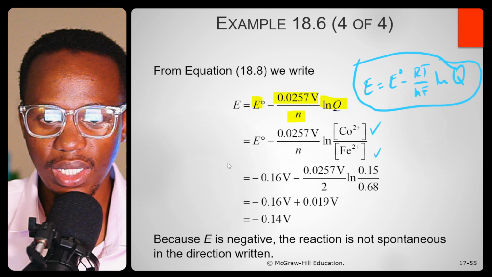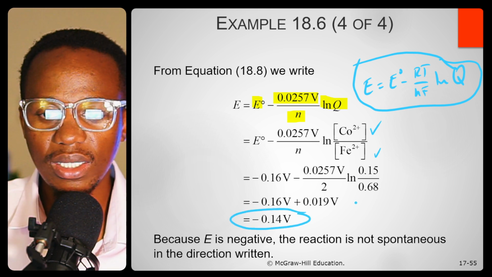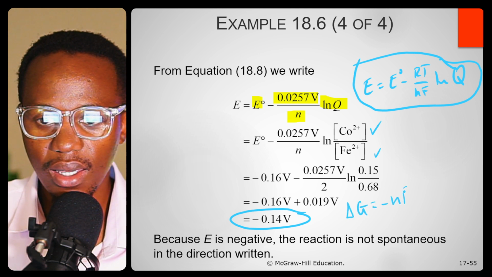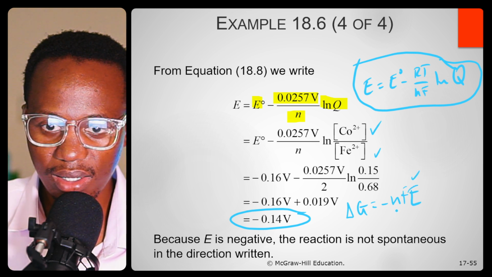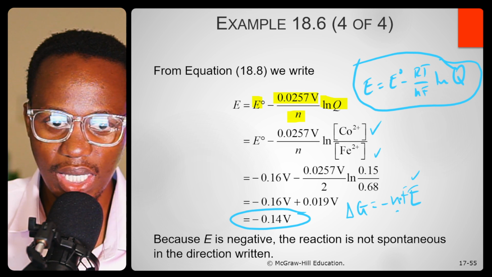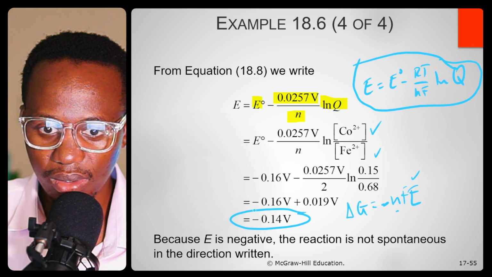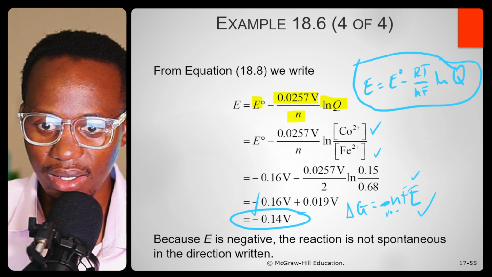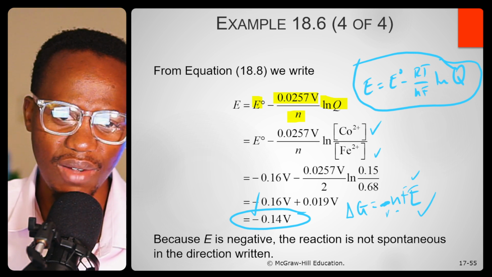So again, you got the voltage, and remember, we are done, I guess, because remember, you can calculate delta G. Delta G is equal to negative NFE, right? So if you find E, you can add N, which is two electrons in this case, times F times E. But guess what? If E is negative, delta G, because you have a negative sign here, delta G will always be positive, and if it's positive, it's not spontaneous. So you don't even have to calculate delta G.